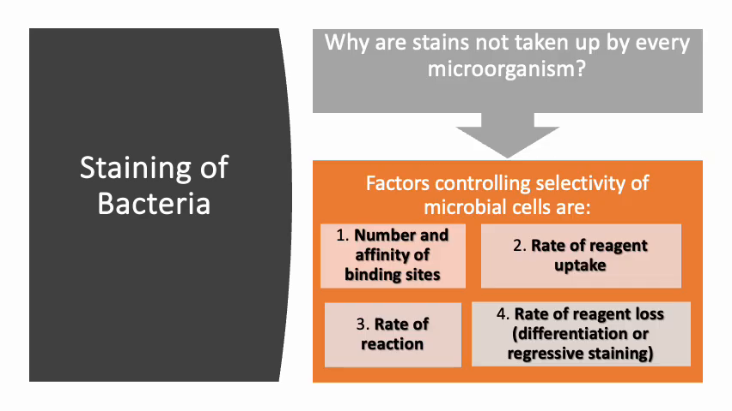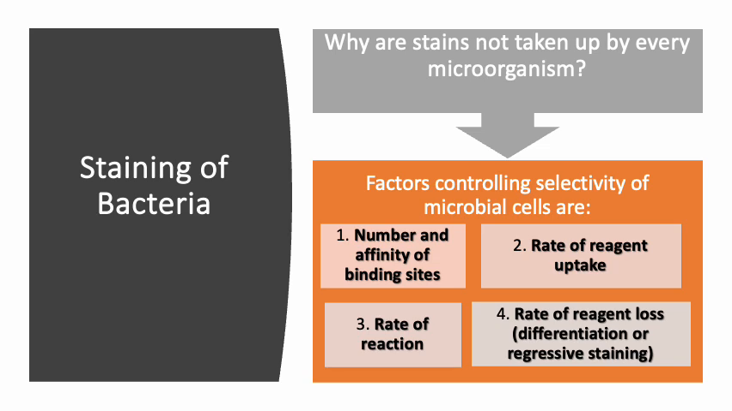So why are stains not taken up by every microorganism? So there are four factors for controlling the selectivity of microbial cells. So these are the following. First is the number and affinity of binding sites. Now the binding sites is very important in the attachment of the different dyes or stains used in the procedure. And alteration of the number of binding sites and the affinity with the dye affects the selectivity of microbial cells.